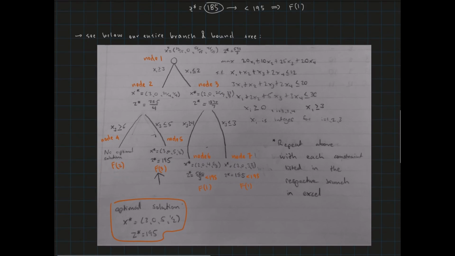And actually, I'm going to scroll down to this very succinct branch and bound algorithm chart that I've drawn. So it's this tree. And we see that F3 is our current incumbent and Z is equal to 185 is right here. So we revisit node 2 and node 3.